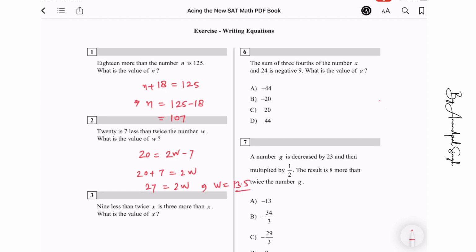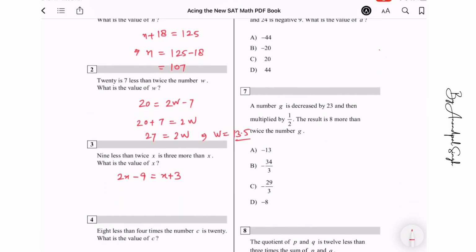Next question is: 9 less than twice x is 3 more than x. Let us read it again. 9 less than twice x, so twice x minus 9 is 3 more than x, meaning x plus 3. Now, how to simplify this? Simply subtracting x from both sides, you get 2x minus x, and adding 9 on both sides, you get x equals 12.